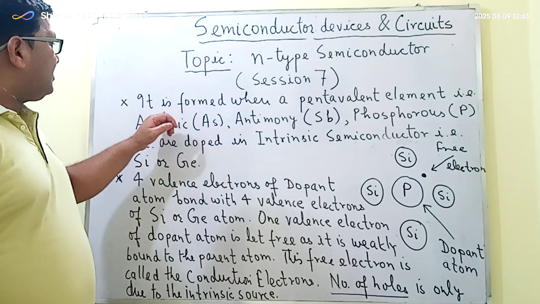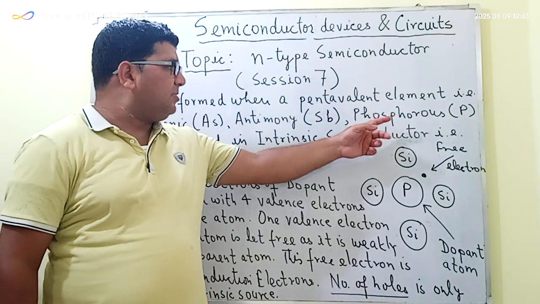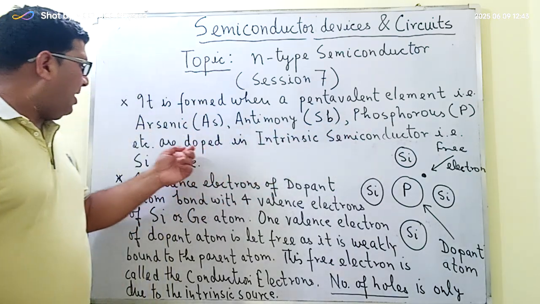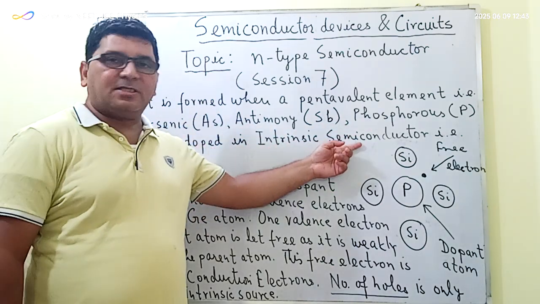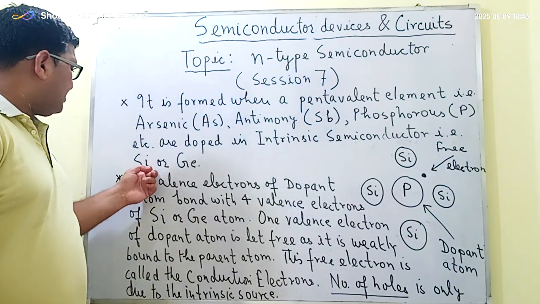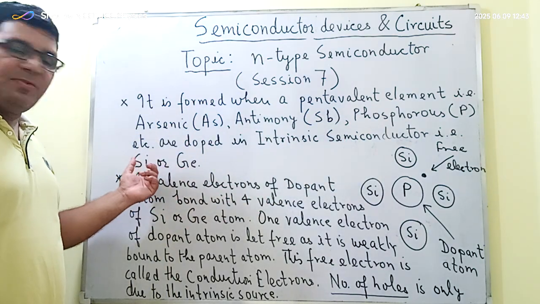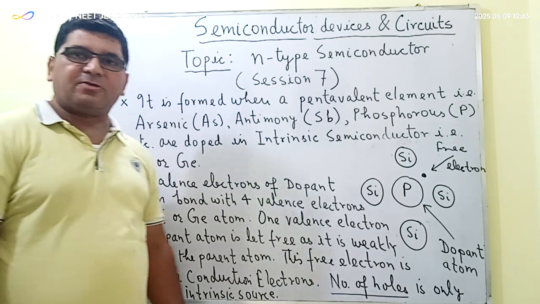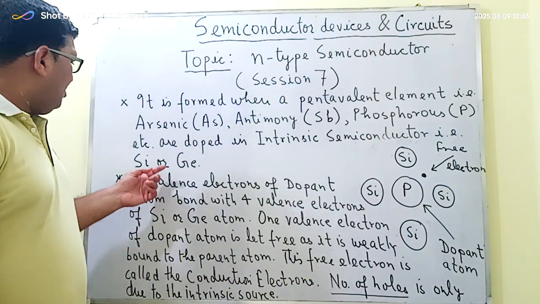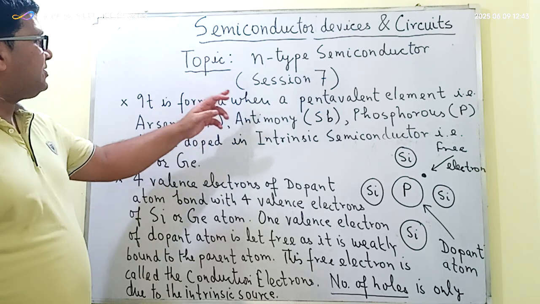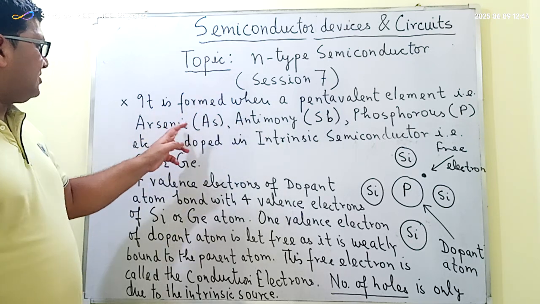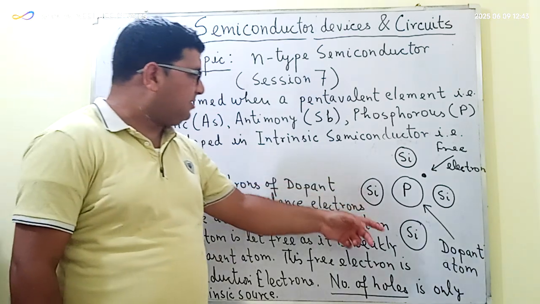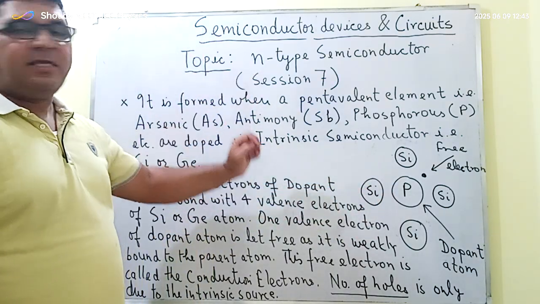So N Type Semiconductor is formed when a pentavalent atom such as arsenic, antimony or phosphorus is doped in the intrinsic semiconductors such as silicon or germanium. These are basically the two types of intrinsic semiconductors which are normally used in the electronic industries. So when this pentavalent element is doped in the intrinsic semiconductor, an N type semiconductor is formed.